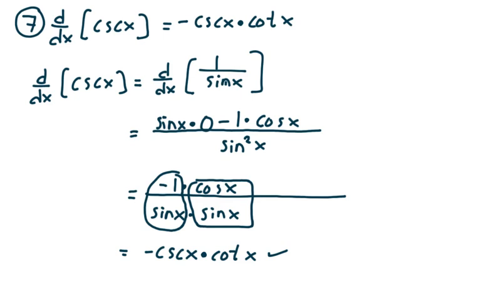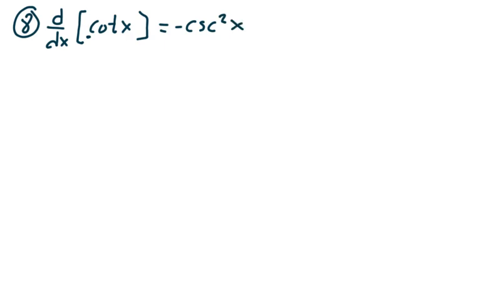So it's a really nice way to utilize the derivative of sine x and the derivative of cosine x at the same time. Okay, so let's take a look at number 8. The claim is that the derivative of cotangent x, now it starts with c, you're going to get negative cosecant squared of x. So it's just over and over again.